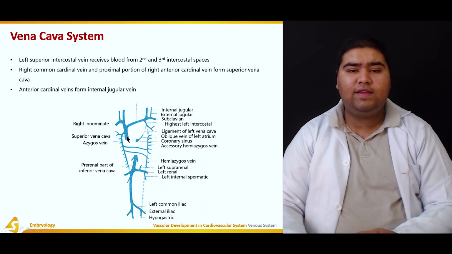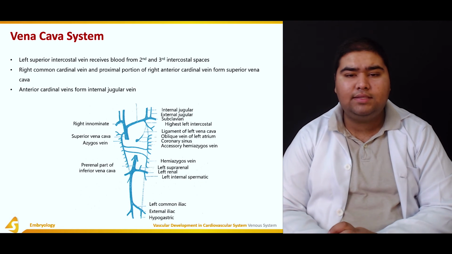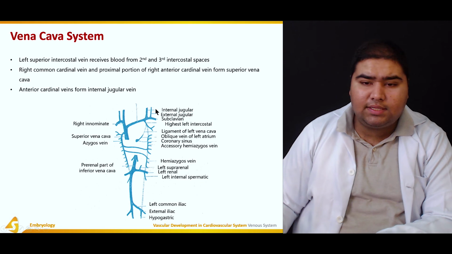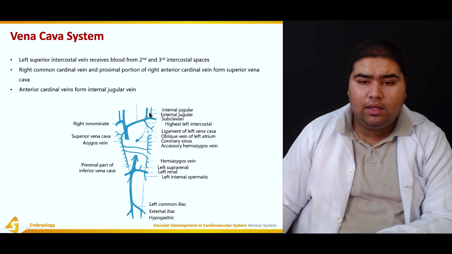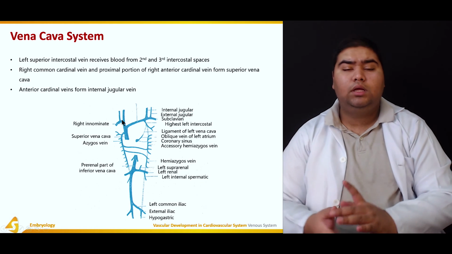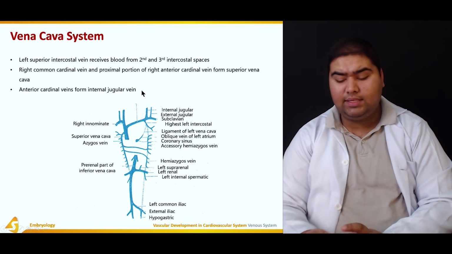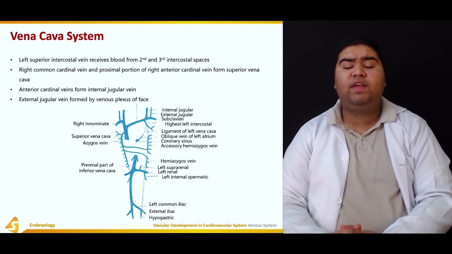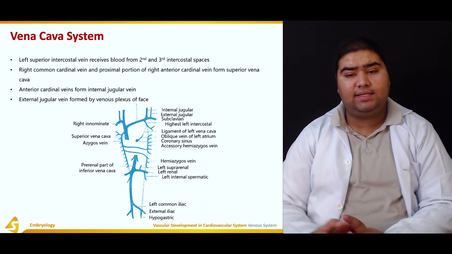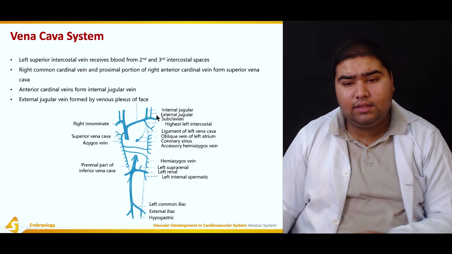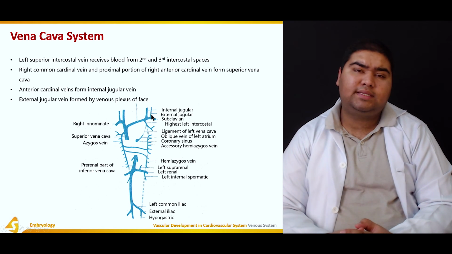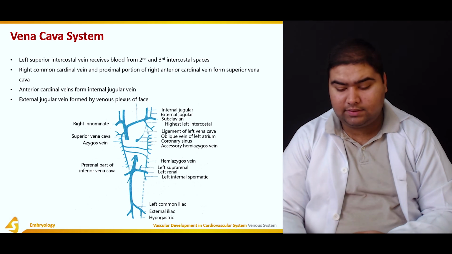So moving on, we have the anterior cardinal veins, which form the internal jugular vein. Here you can see this is the internal jugular vein, and it is formed by the anterior cardinal veins coming together. The external jugular vein is formed by the venous plexus of the face. This one is the external jugular vein, and it is formed by the venous plexus of the face.